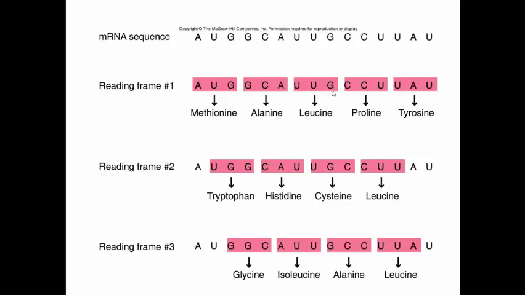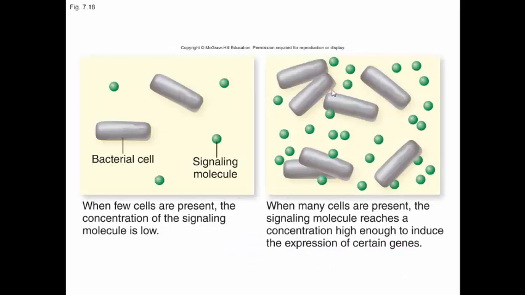There are a couple of things that we need to talk about in gene regulation, and that's where we're going to move forward on this. How do you keep from wasting a lot of material in a cell? Now, you have to think about this. When we talk about a bacteria cell, it's really, really, really small.